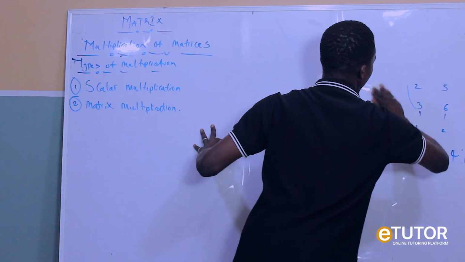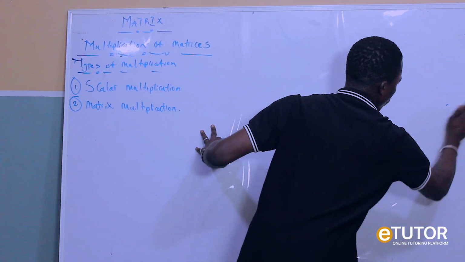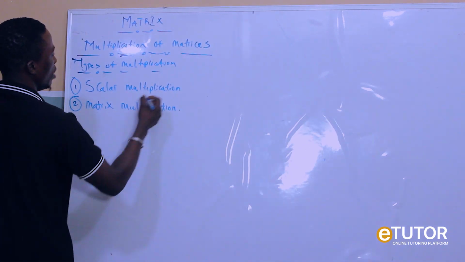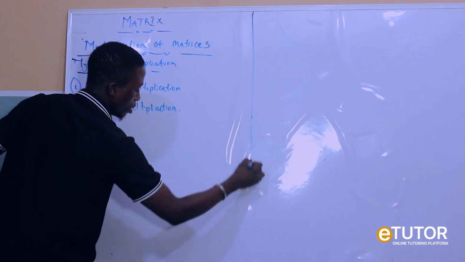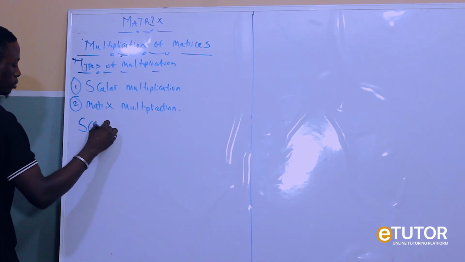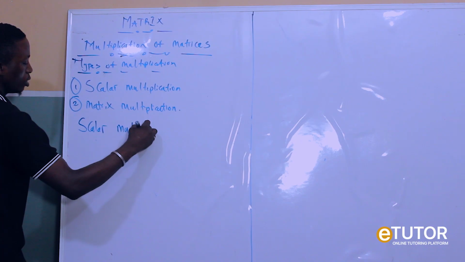So let us take an example on that. Let us start with scalar multiplication of matrices.